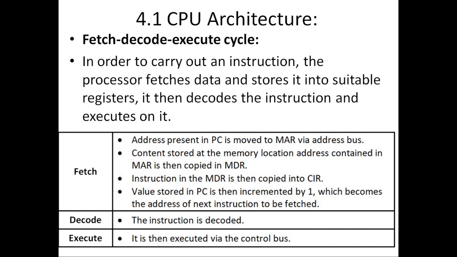The value stored in PC is then incremented by 1, so it becomes the address of the next instruction to be fetched, and this completes the first stage of the fetch, decode, execute cycle, that is the fetch stage. The next stage is that the instruction which is now in CIR is translated or decoded, and the third stage is that the instruction is executed by sending out signals through the control bus.